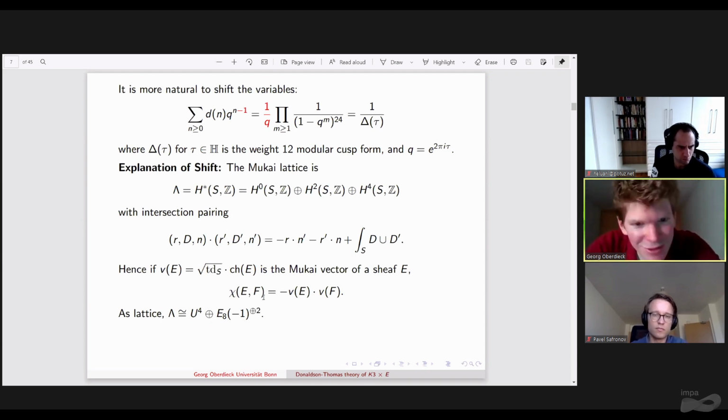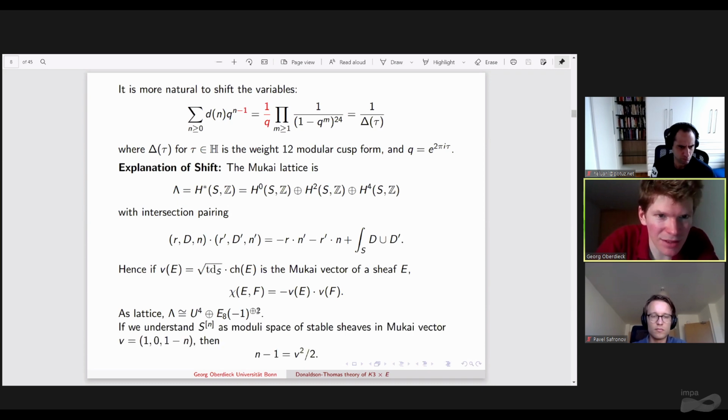So if you're not interested in this, just remember that as a lattice, it's just this K3 lattice that we have. And once you observe that, you can see the following. If you now view S^[n] as a moduli space of stable sheaves on this K3 surface, particularly a moduli space of ideal sheaves, then you can calculate the Mukai vector of an ideal sheaf of length n. And you see that this is (1, 0, 1 - n).